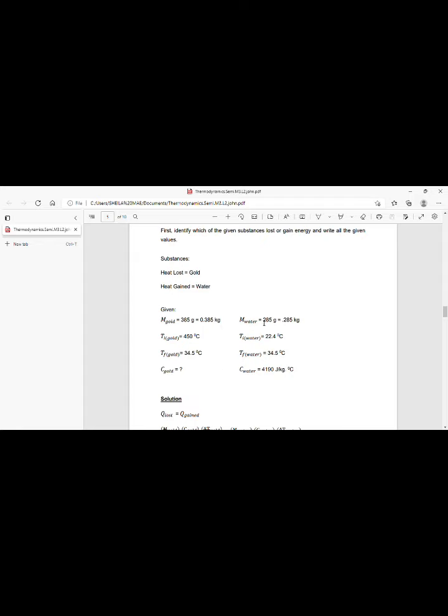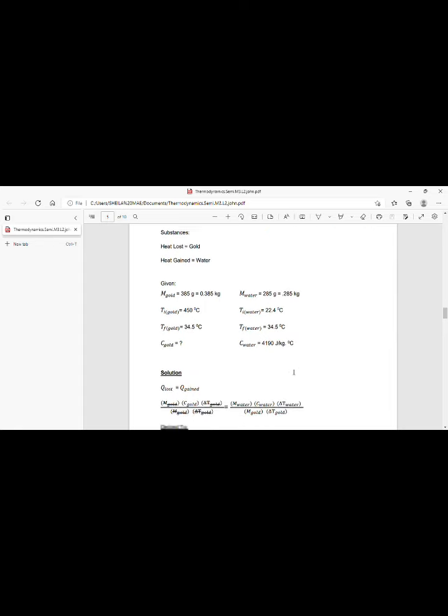The mass of water is 285 grams. We will convert it to kilograms here. The initial temperature of the water is equal to 22.4 degrees Celsius. The final temperature of the water is 34.5 degrees Celsius. And the specific heat of the water is 4,190 joules per kilogram degree Celsius. We will now proceed to our solution.